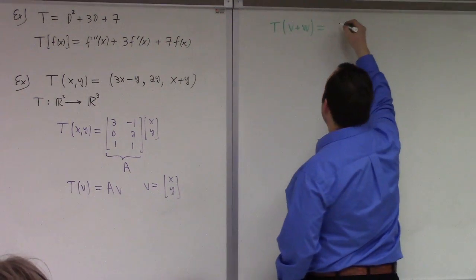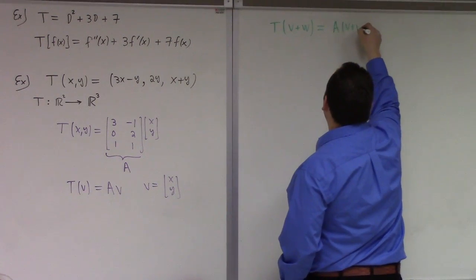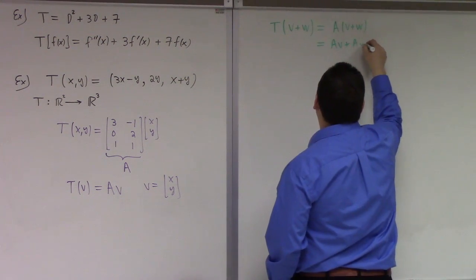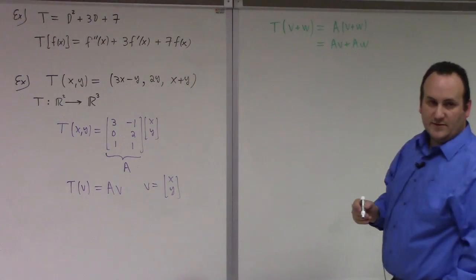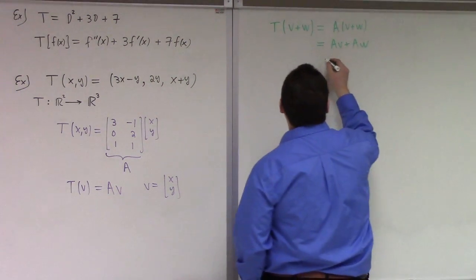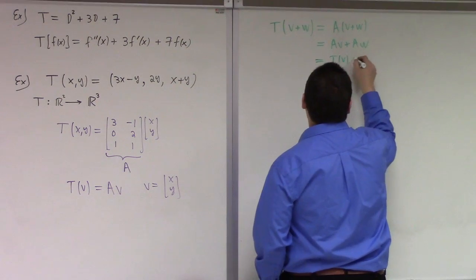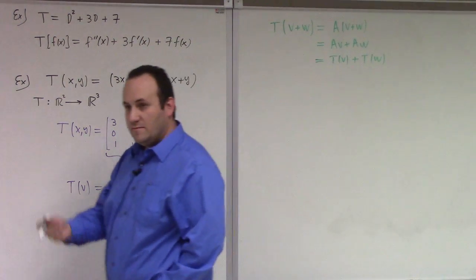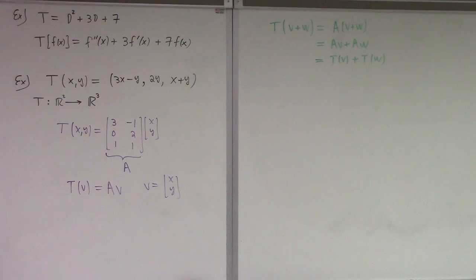Woo-hoo. All right. So this is A times V plus W, right? Which is what? AV plus AW by properties of matrix column vector multiplication, which we have already worked out and are free to use. And that is T of V plus T of W. Bam. Additive. Right? That holds for arbitrary V, consequently arbitrary x, y, so we have additivity.